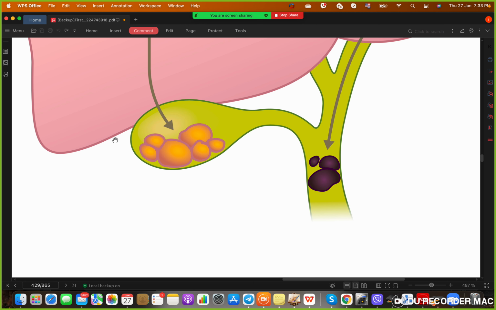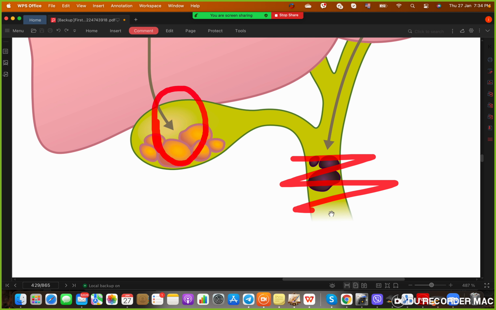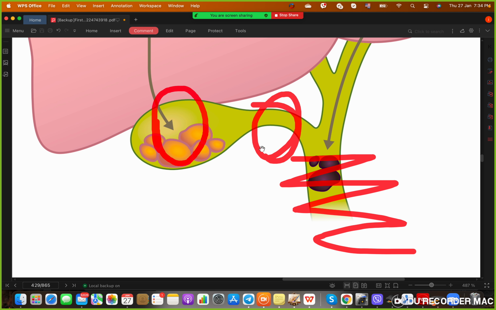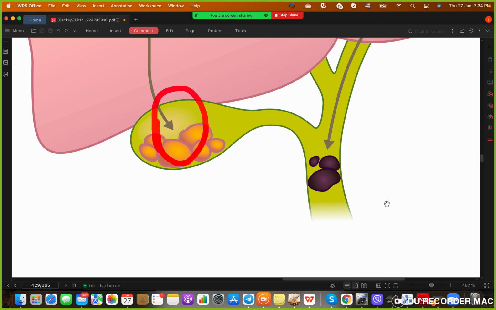Why? Because if you had a big stone like this, can it get out from the gallbladder? It cannot. So can it lead to jaundice? Yes or no? It cannot. Why would it lead to jaundice if it's not exiting? It's not blocking the flow. Even if you had a stone in the cystic duct, it will not lead to jaundice. It's not obstructing the flow. You only get the jaundice when the stone is blocking this area.